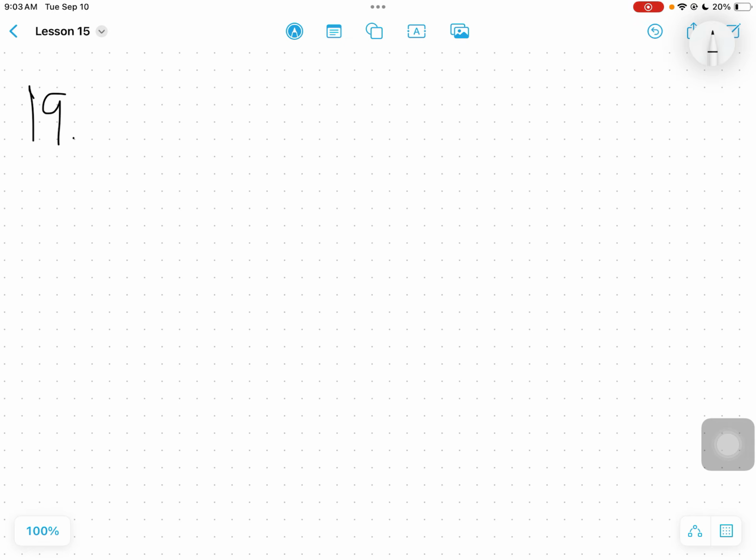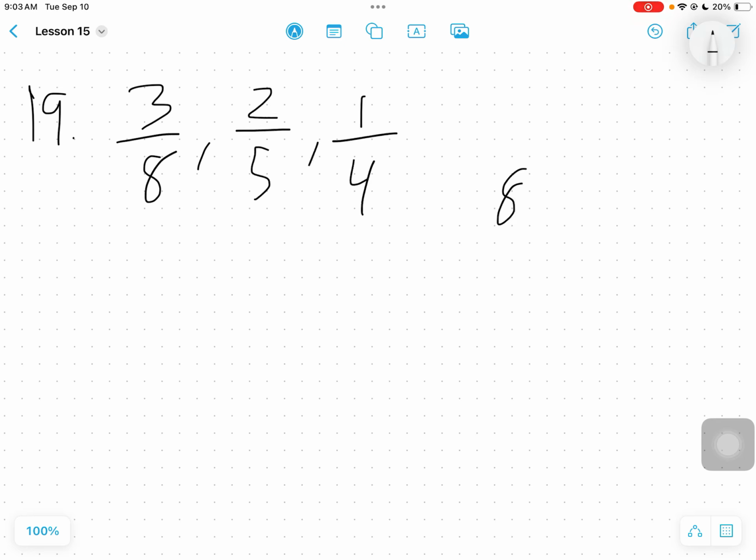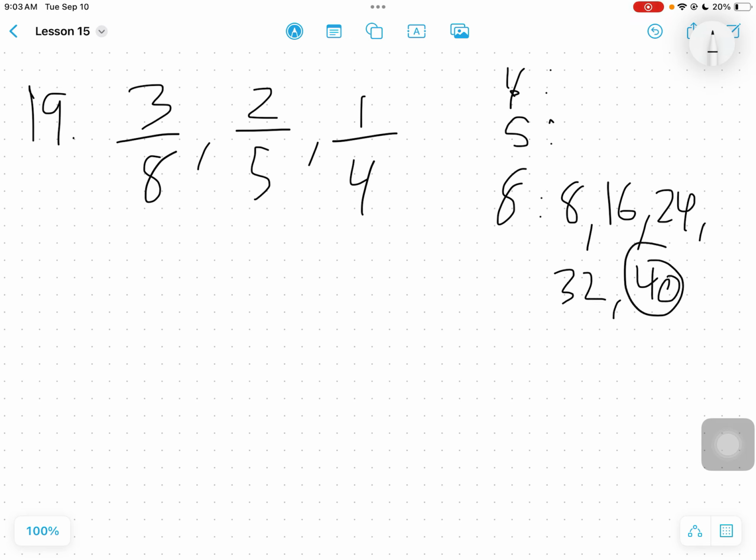Arrange these fractions in order from least to greatest. 3/8, 2/5, 1/4. So I'm actually going to start with the 8 being the biggest one, so we can find the common denominator, because they're all different denominators. So 8, 5 doesn't go into 8, 5 doesn't go into 16. I'm doing 5 because 5 is the biggest one. We can worry about the 4 afterwards. 5 doesn't go into 24, 5 doesn't go into 32, 5 does go into 40. So 40 is promising, so then we check 4. Does 4 go into 40? Yes. So our common denominator is 40.